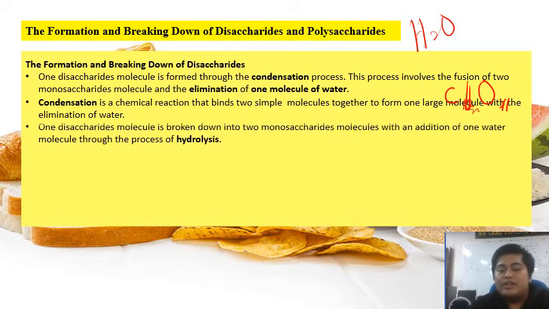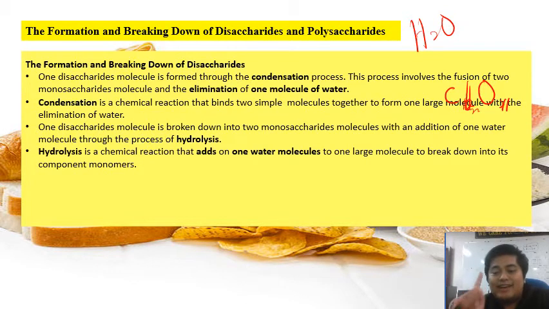So condensation process is a chemical reaction that binds 2 simple molecules together to form 1 large molecule with the elimination of water. Ingat, condensation dia buang air. Hydrolysis tambah air. So one disaccharide is broken down into two monosaccharide molecules with an addition of one water molecule. Bila kita buang air, kita akan dapat molekul besar. Bila kita tambah air, kita jadi kecil balik.